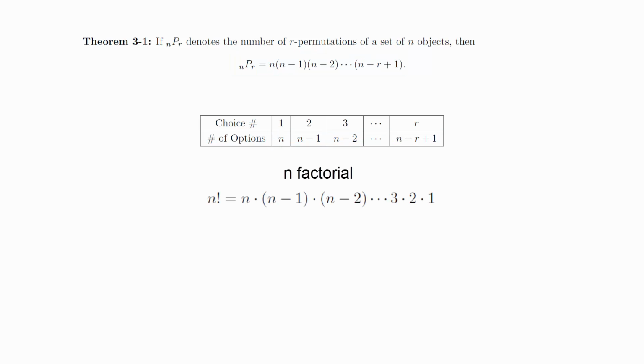As a quick notational note, we define n factorial to be the product of the first n natural numbers. For example, 4 factorial equals 4 times 3 times 2 times 1, which is 24. For convenience, we will define 0 factorial to be 1.